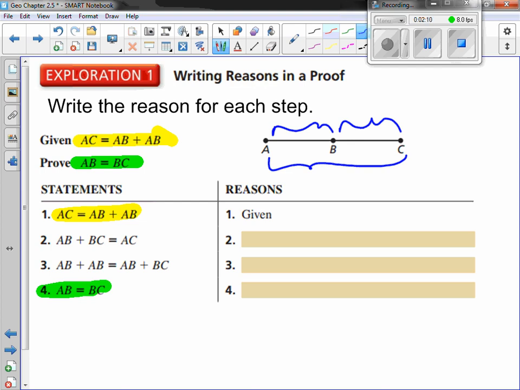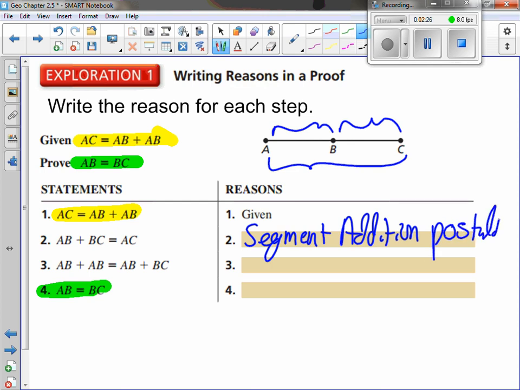The two parts of a line segment added together equal the whole? Well, yes, it was our segment addition postulate. Our segment addition postulate told us we can add two parts of the line together to get the whole. It told us that AB plus BC is equal to AC. And that's our segment addition postulate.